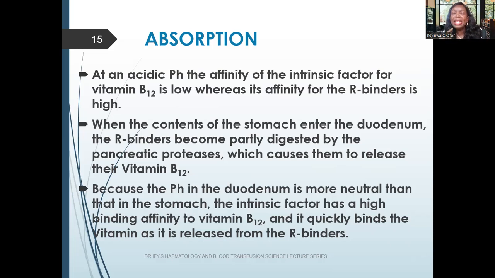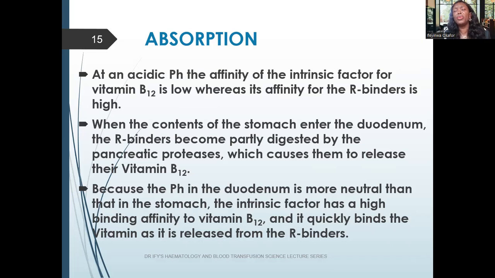So, when the contents of the stomach enter the duodenum, that is the upper part of the small intestine, the R binders become partly digested by the pancreatic proteases, which causes them to release the vitamin B12. Because the pH in the duodenum is more neutral than that in the stomach, the intrinsic factor has a high binding affinity to vitamin B12 in the upper part of the intestine, and it quickly binds the vitamin as it is released from the R binders. So R binders carry the B12 to the upper part of the small intestine, where the pH favors its dissociation from R binders and its binding to intrinsic factor.